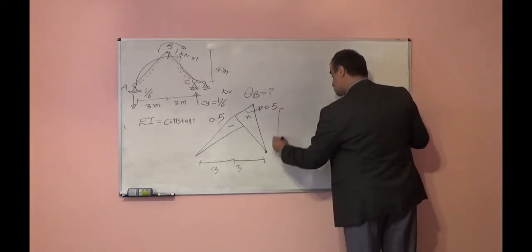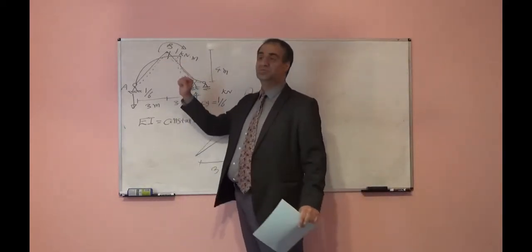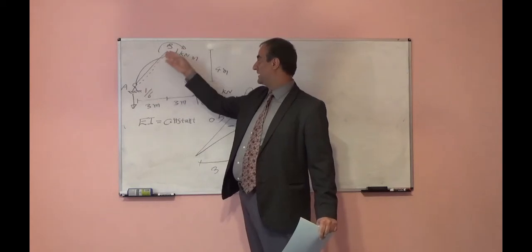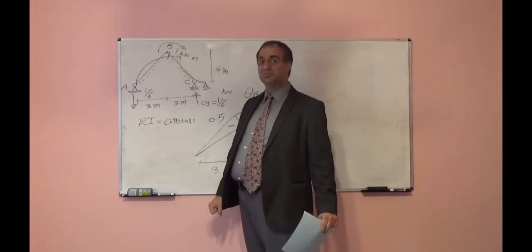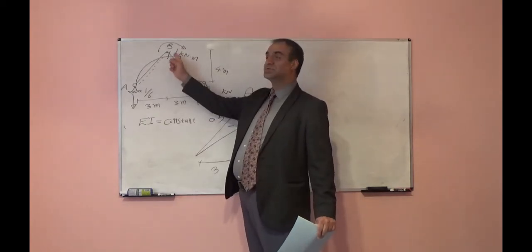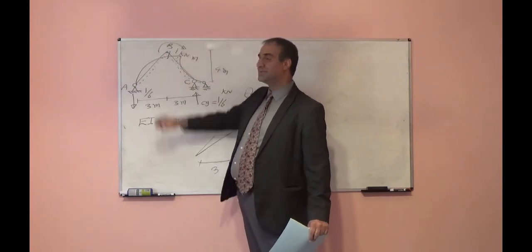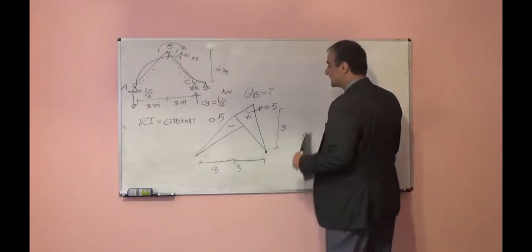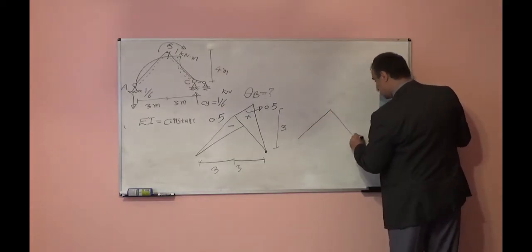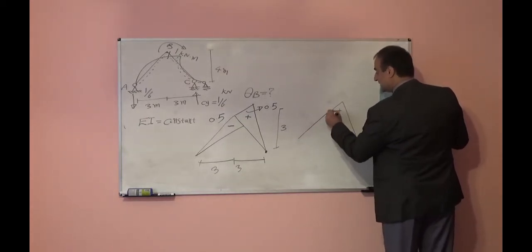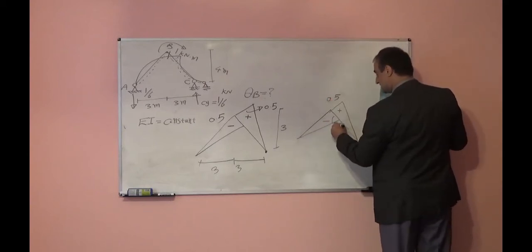Under virtual load, we want to find it, stop at point B. This time I will have the same structure. I will apply unit moment at point B. External load, it is unit. So in the virtual system, again we will apply unit moment. So the moment diagram will be identical. Moment diagram again will be the same. Everything is the same.